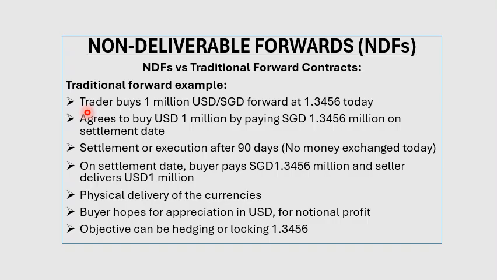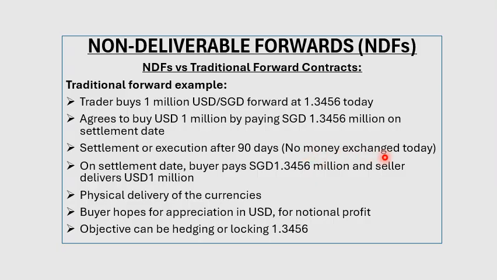For example, suppose a trader buys 1 million USD SGD forward, a traditional forward at 1.3456 today, for settlement after 90 days. Basically, the buyer agrees today to buy 1 million US dollars by paying Singapore dollars 1.3456 million on the settlement date. Agreement is done today. The execution or the settlement is done on the settlement date.